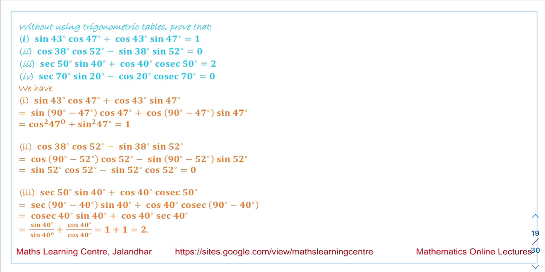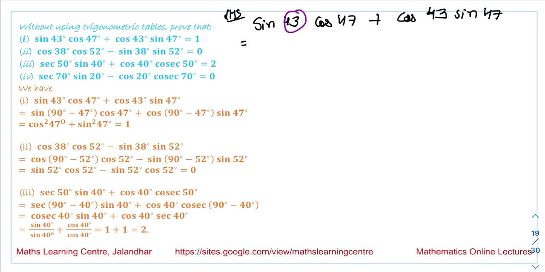These are not identities, these equalities we have to prove. So first we are talking about sin 43 into cos 47 plus cos 43 into sin 47. This is the LHS of the first equation. So we can write that the sum of these two is 90.